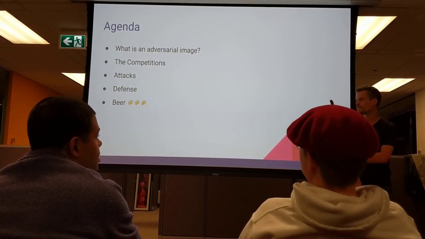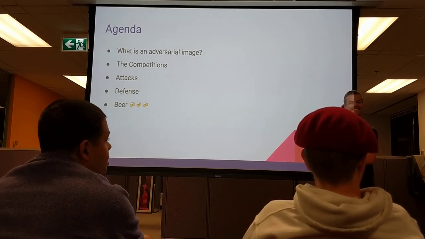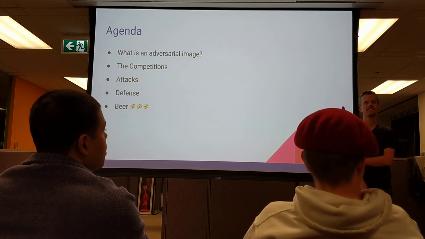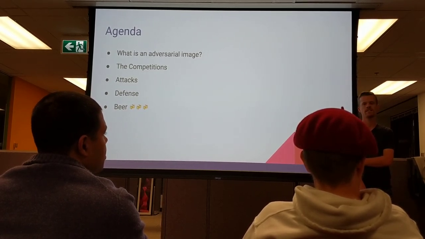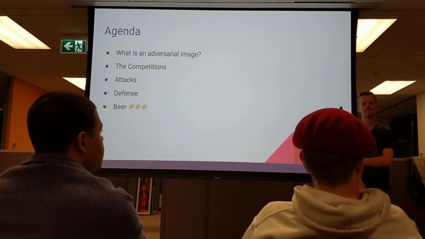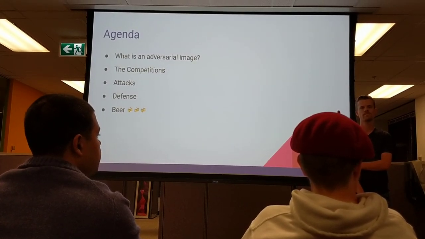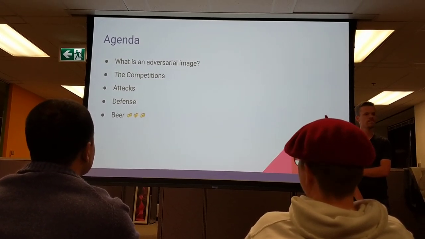Great. Okay. I guess we haven't really done a rundown for this whole presentation, so we might also run short on time towards the end. What we're going to talk about, first we're going to introduce adversarial images. We're going to go through a brief summary of the three competitions. Within those competitions, there's two attacks and one defense, so we'll talk about those, and then at the end, gear.